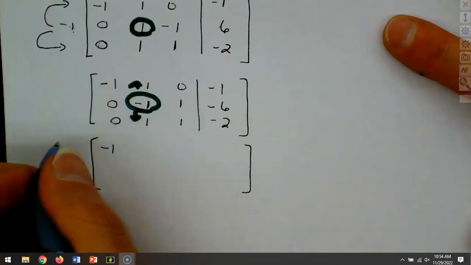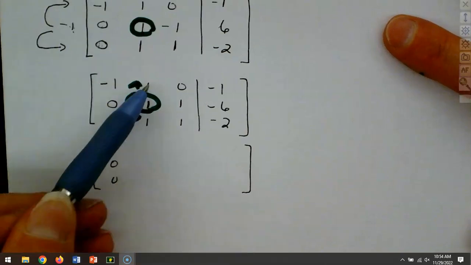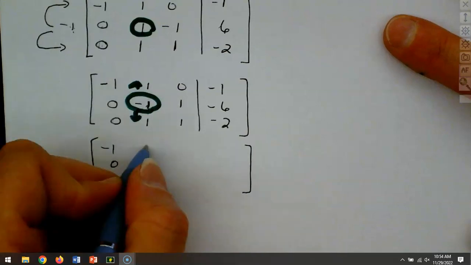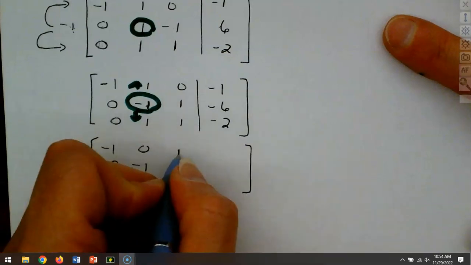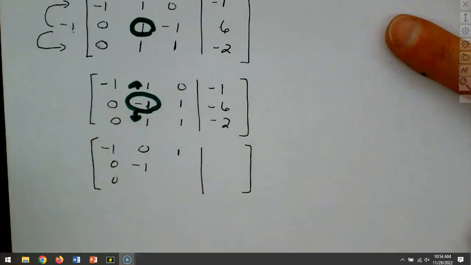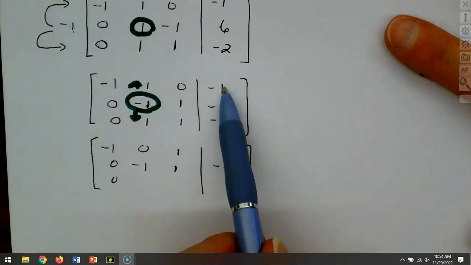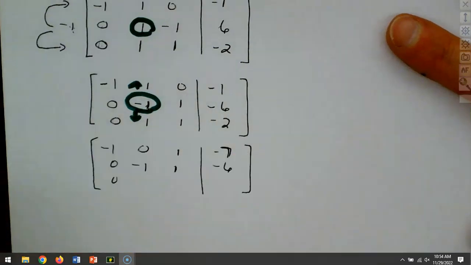So minus 1, 0, 0. Those stay the same. Minus 1 and 1, minus 1 and 1 makes it 0. Okay, 1 and 0 makes it 1, and the 1 stays the same. We've got a minus 6 here. We're adding up, so minus 6 and minus 1. Minus 6 minus 1 makes it a minus 7.